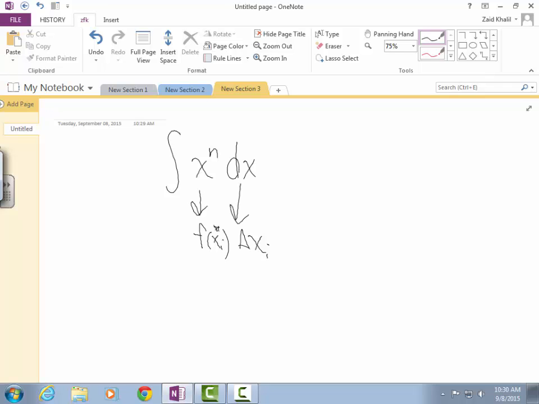So it's important to keep this in mind. Of course, that integral sign is a sum. That's actually why it looks like that. It's supposed to be an S. That's Leibniz notation. So the integral of x to the n dx is x to the n plus 1 over n plus 1.